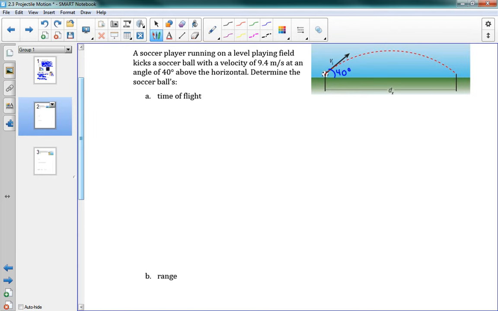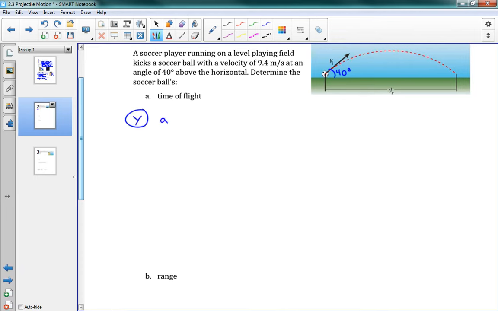So, time of flight. It's going to go up and back down. That's the same as saying, if I just look at the vertical, up and back down. I don't need to worry about the horizontal for this at all. I just need to find the time for it to go up and back down. So I'm going to focus on y.